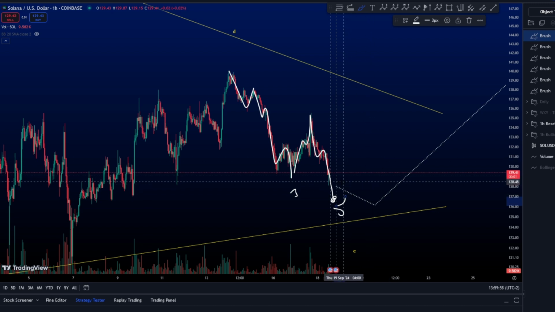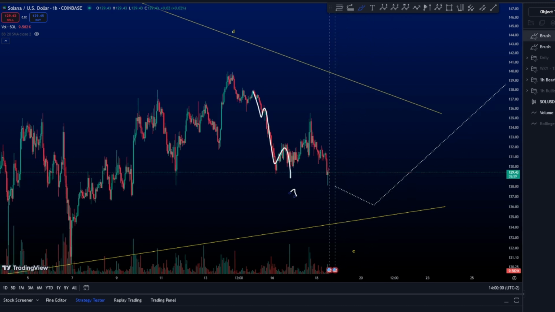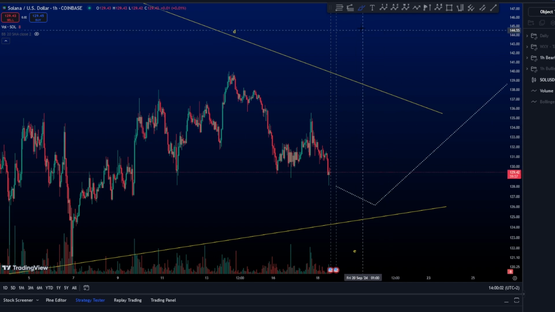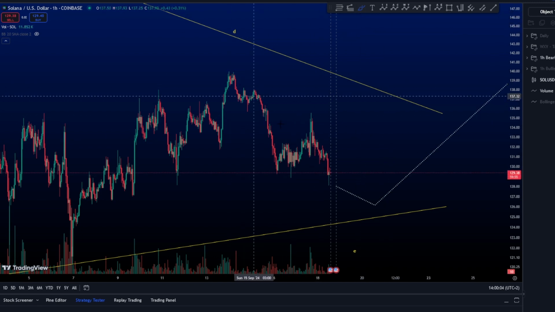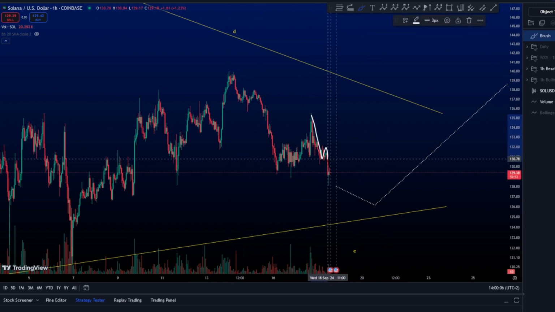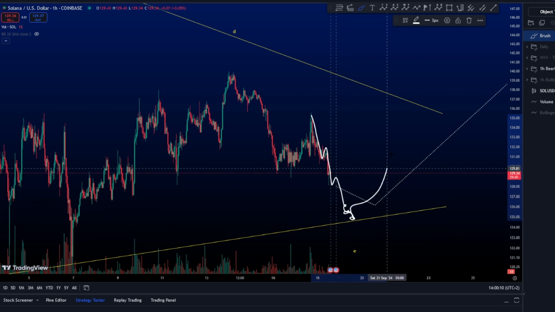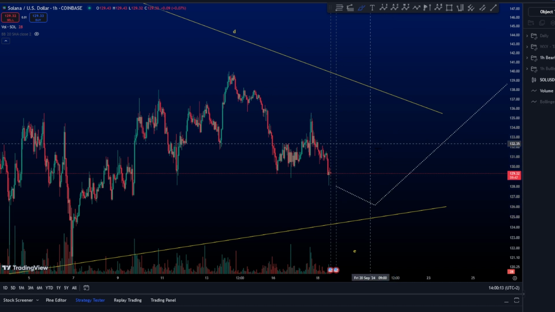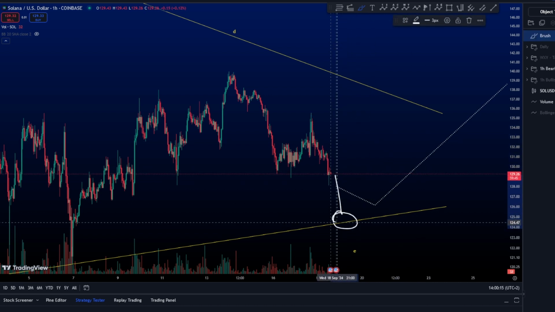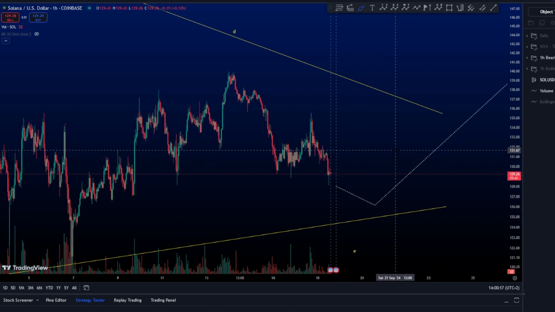So be careful. This could be very close to finishing this impulse towards the downside, where we are looking at 1, 2, potentially 3, 4, 5, one more wave, reaching almost this area to finish a wave E. So to be watched for Solana, what is gonna happen?